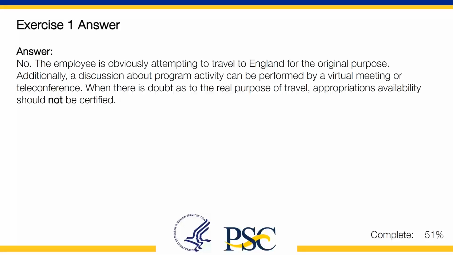Answer: no. The employee is obviously attempting to travel to England for the original purpose. Additionally, a discussion about program activity can be performed by a virtual meeting or teleconference. When there is doubt as to the real purpose of travel, appropriations availability should not be certified.